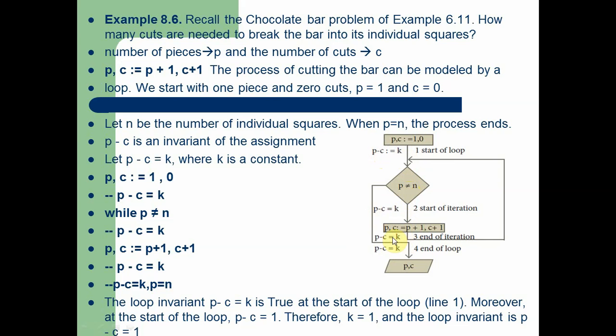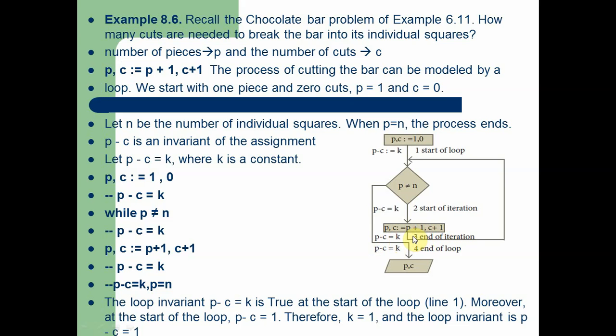At the end of the iteration, the value of p is incremented by 1 and the value of c is incremented by 1. So p becomes 2, c becomes 1. When we evaluate p minus c, again we get 1, because the value of p is 2, the value of c is 1, and 2 minus 1 is 1. So at the third point also, the value of k is 1.